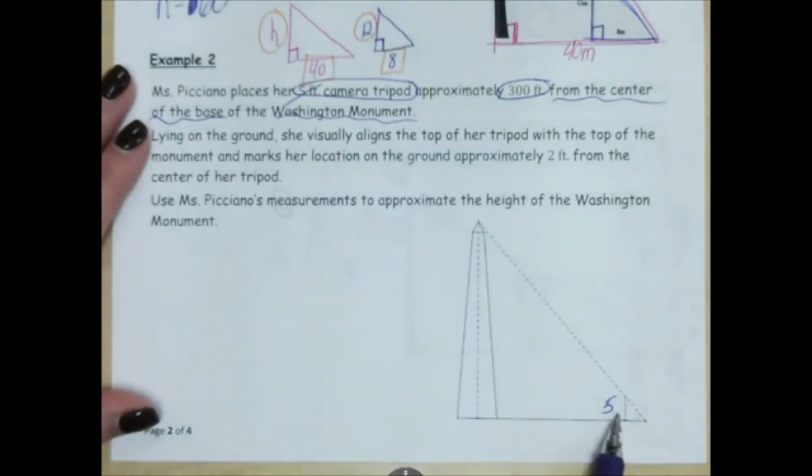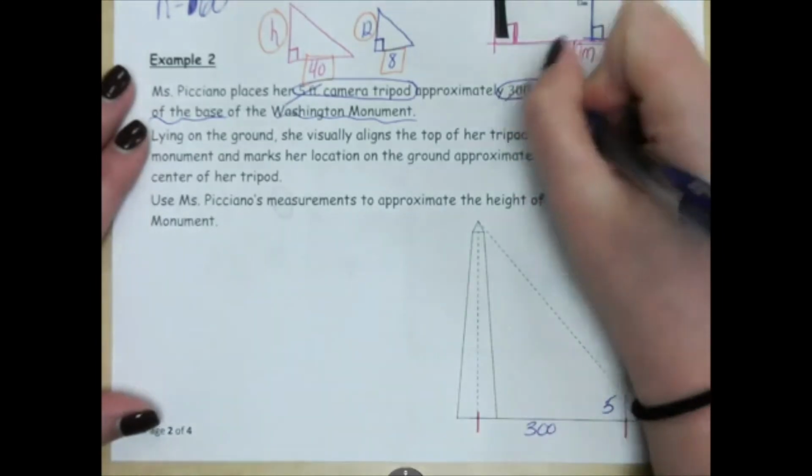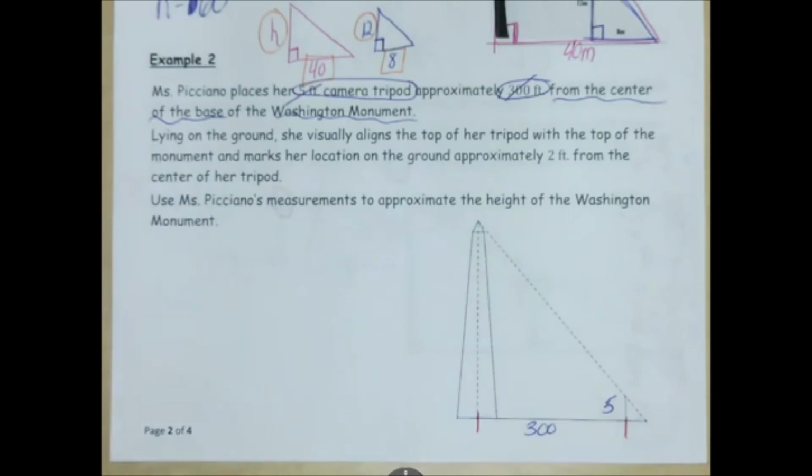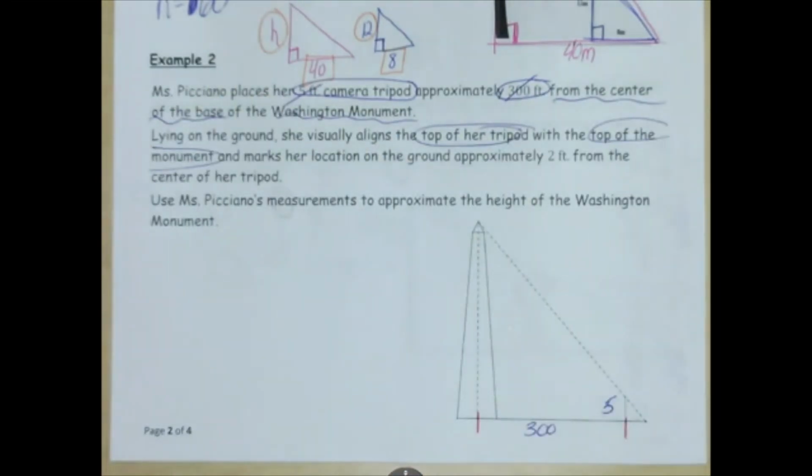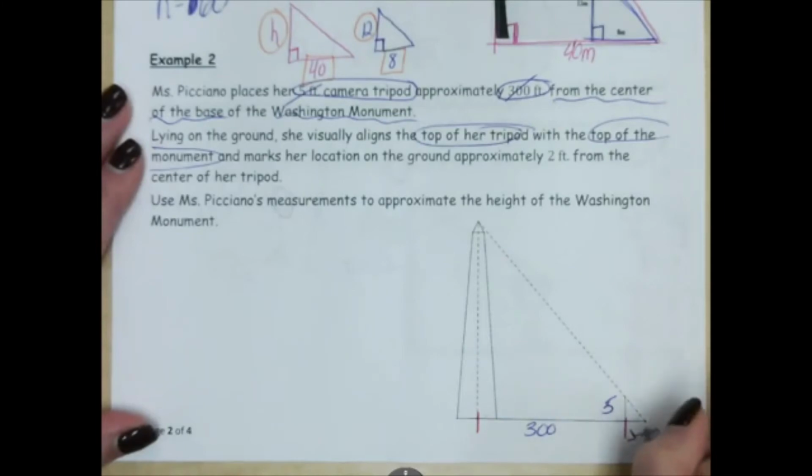It says that the camera tripod is 300 feet, so here's the tripod, and it's going to be 300 feet from the center of the Washington Monument. Well, here's the Washington Monument, okay, and here's the center of the Washington Monument. So I know that from my tripod to the center of the base, to the center of the bottom here of the monument, this is going to be a length of 300 feet. All right, so now I used my 300 and I'm done. Lying on the ground, she visually aligns the top of her tripod, okay, with the top of the monument. So here I am. I'm lying on the ground.